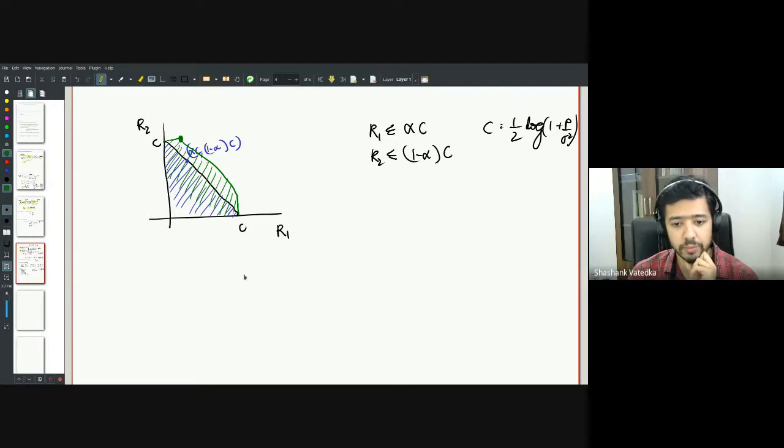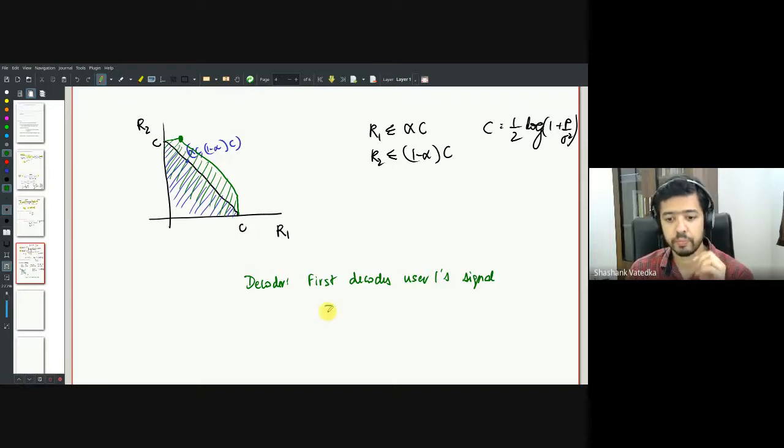One scheme is the following. Both user 1 and user 2 simultaneously transmit to the receiver. The decoder first decodes user 1's signal. So basically you have Z, which is equal to user 1 signal plus user 2 signal plus noise, right?